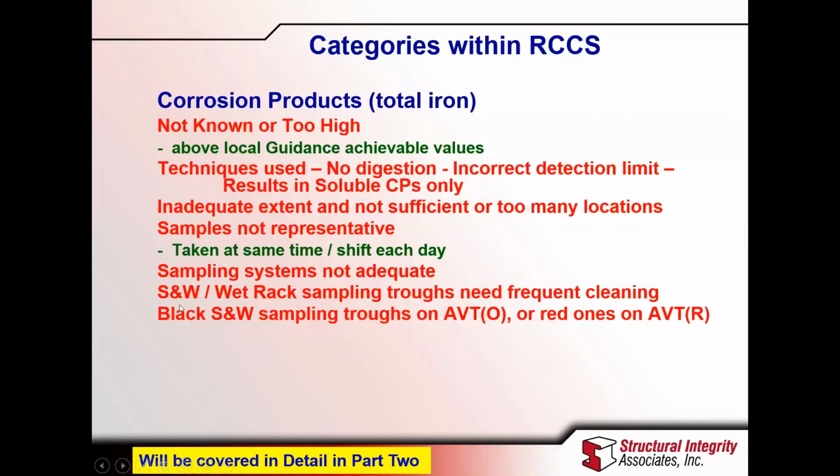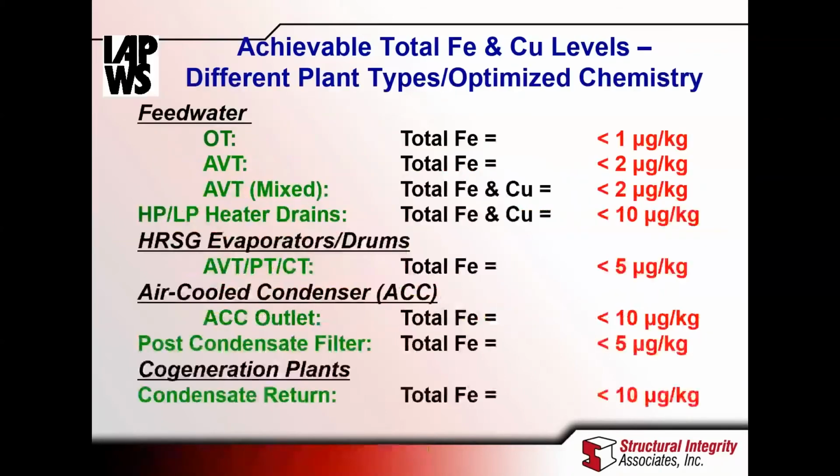And then there's a couple of easy items that you can see. If you look at the steam and water, or the wet rack, as it's called in the southern hemisphere, sampling troughs, they need frequent cleaning. If you see black deposits in the sampling troughs on AVT, this is not good. Or if you see red deposits on units that are AVT-R, they shouldn't be on this treatment anyway. But if you see the red in there, that's also not good. So Ken will talk about each one of these in a little bit more detail.